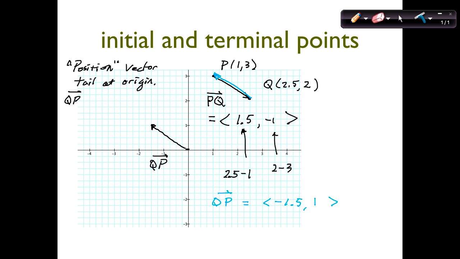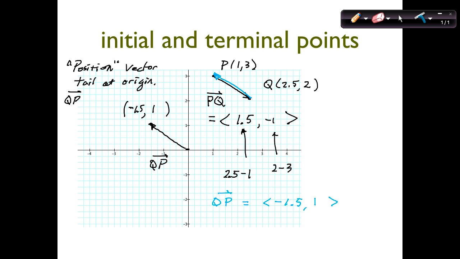And so then what happens when you place it in standard position? Something special happens. What's that? Right. The components, the coordinates of the tip are the same as the components. So the coordinates of the tip now are -1.5, 1, because the variation from the origin takes you to the place, right? So -1.5, 1 will take you to the point -1.5, 1, from the origin.